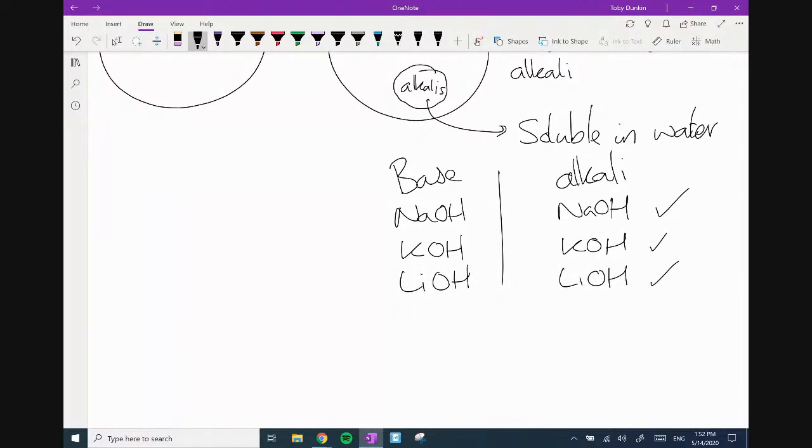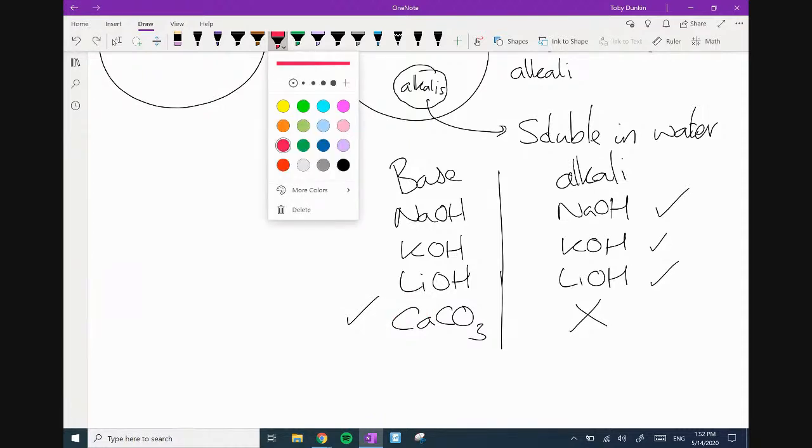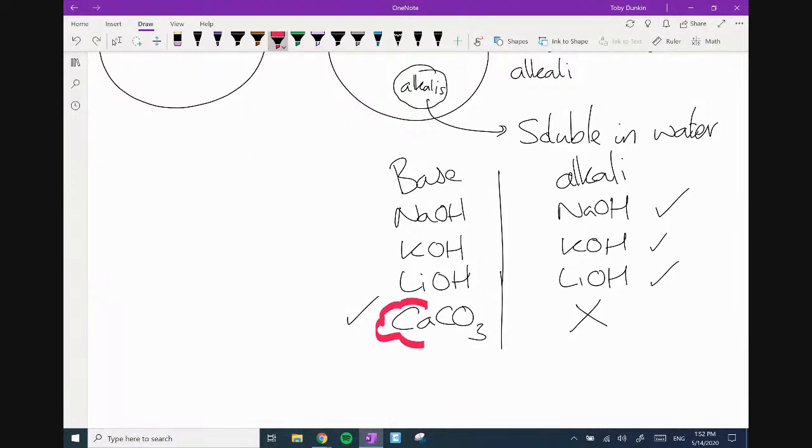However, we then get to more important ones. Things like limestone. Limestone is a base, but it's not soluble, so it's a base but not an alkali. And that one you need to know. Dead important ones. Important bases to know.